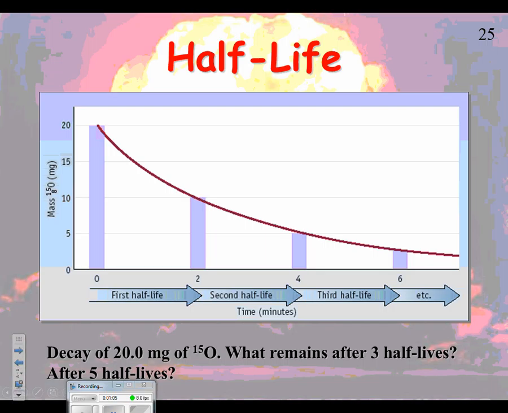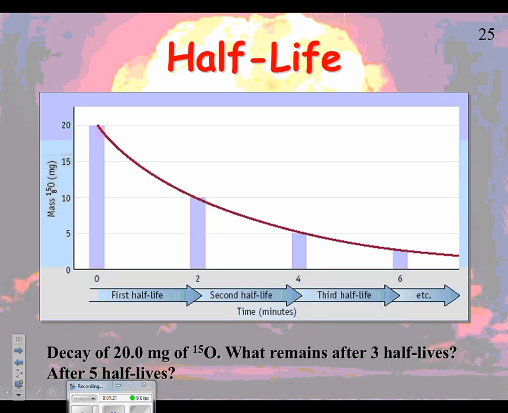Okay, what kind of graph is this called? It's called what? Okay. It's half a parabola. Okay. It's also known as an exponential decay. So this is an exponential decay.